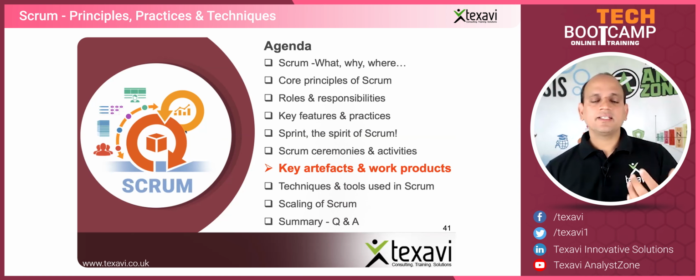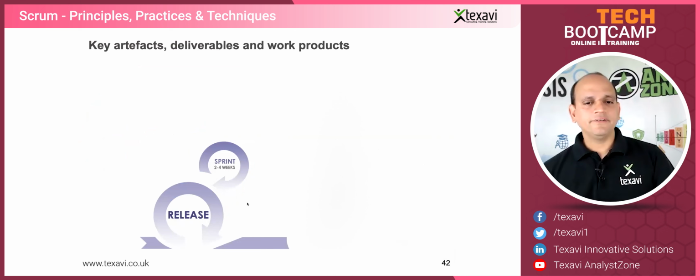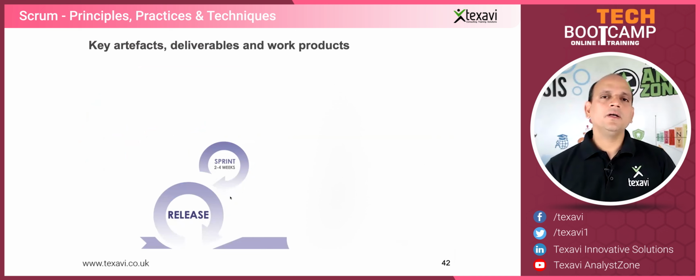We need to understand what gets delivered at the end of it. Okay, the first one is obviously the product itself: the website, the mobile app, or the application, enterprise digital platform, whatever it is that we're going to deliver. So that's the first thing that will get delivered. But apart from that, there are a few others that we also deliver.